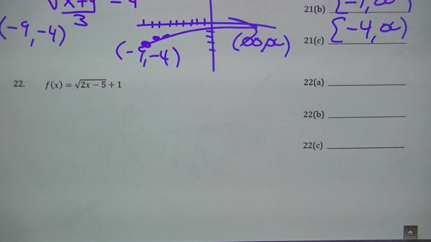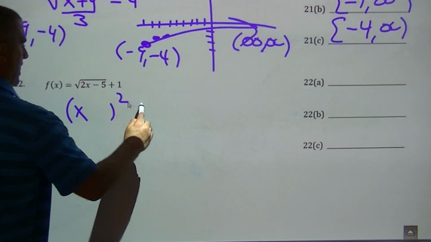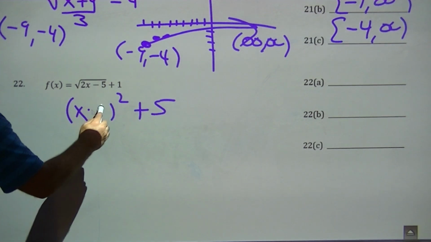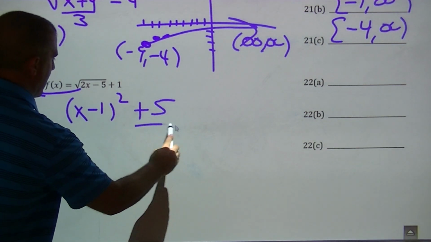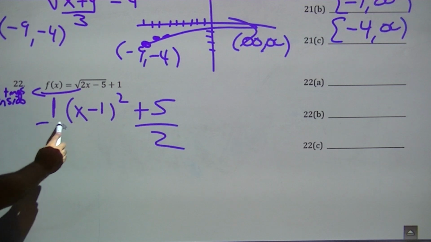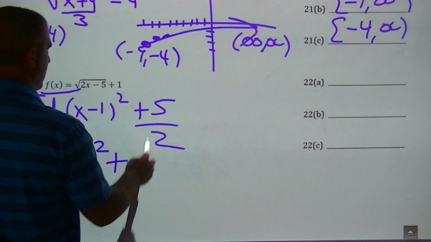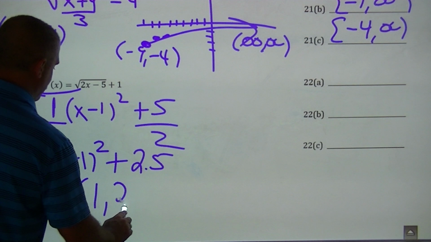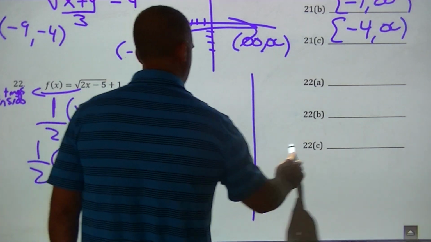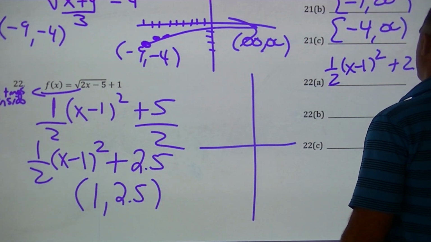We're good. Okay, so the opposite of that would be squared. Minus 5 to plus 5, plus 1 to minus 1. Now this is 2 times the inside, so I would divide it by the outside. Now, what I have to do, I got to put a 1 here, I'm going to divide that. So that's going to be 1/2 x minus 1 squared plus 5 divided by 2 ends up being 2.5. So my anchor point is 1, 2.5. So my inverse is 1/2 x minus 1 squared plus 2.5.